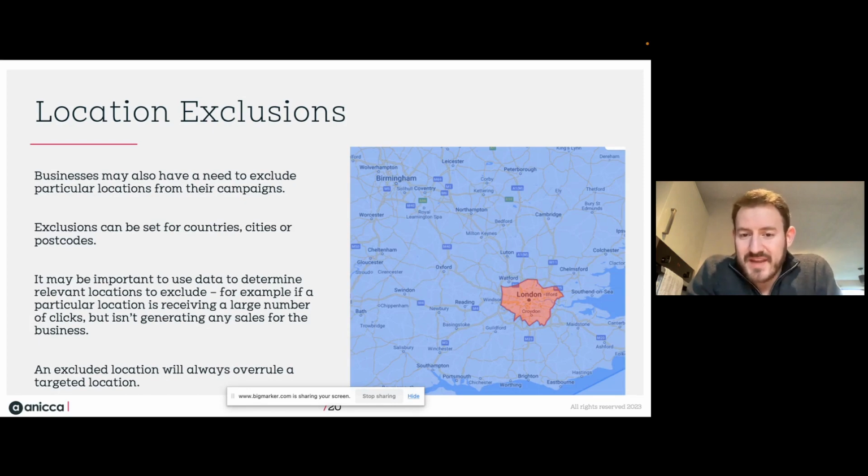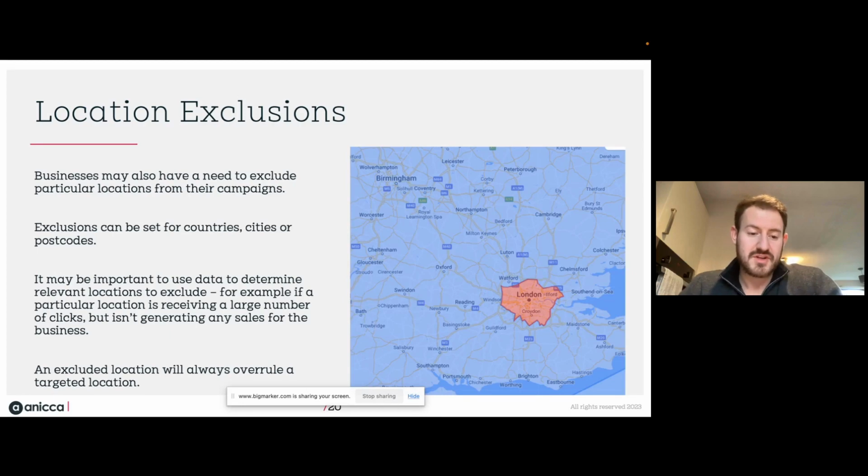It may be important to use data to determine relevant locations to exclude. What I mean by that is, let's say, for example, you've been targeting the entirety of the UK with your campaign. You may look at the data for the different cities that are included within that UK-wide location targeting, and you might determine that conversion rates for London aren't anywhere near high enough, despite it driving a huge amount of traffic to your website. With that in mind, you then might look to exclude London as a targeted location.